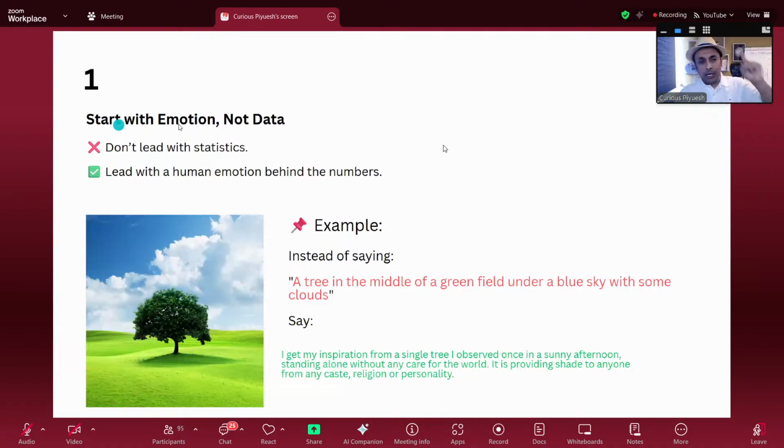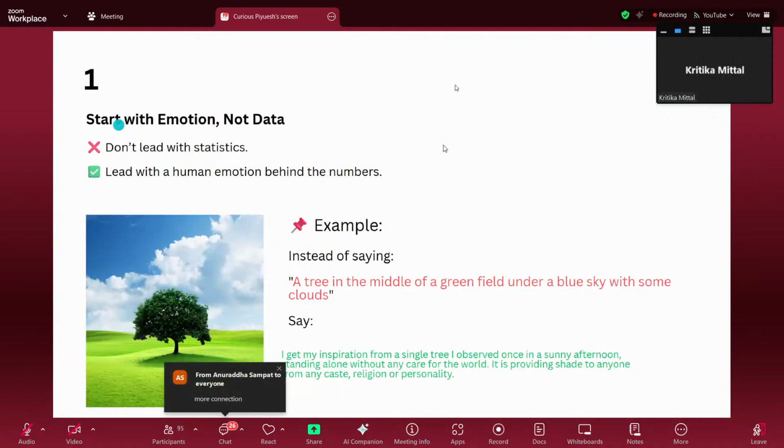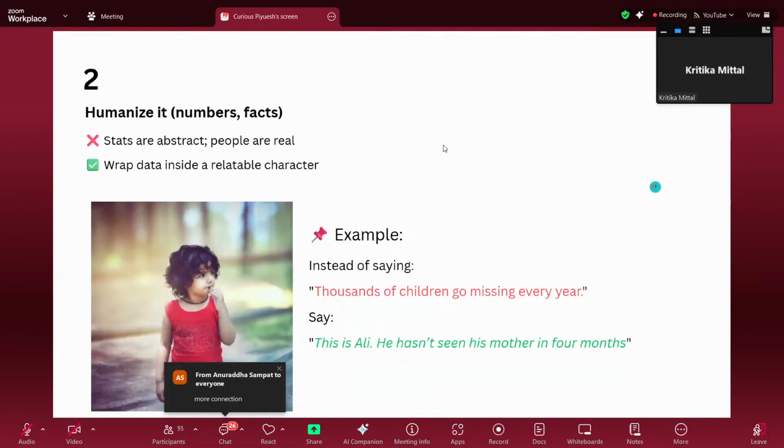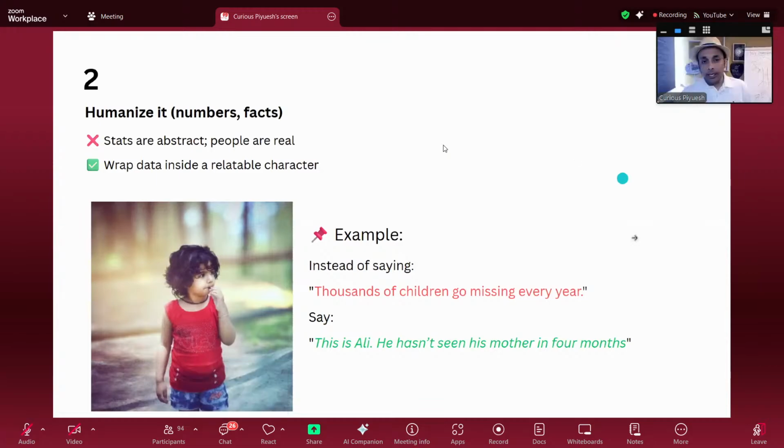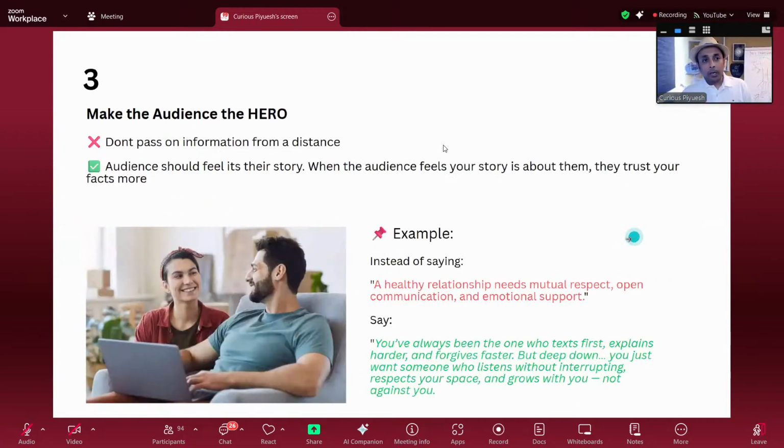So the first is start with emotions, not data. The second is humanize it. Mute your mics. The second is humanize it. The third is make the audience the hero. Will you remember this? Making your audience the hero.